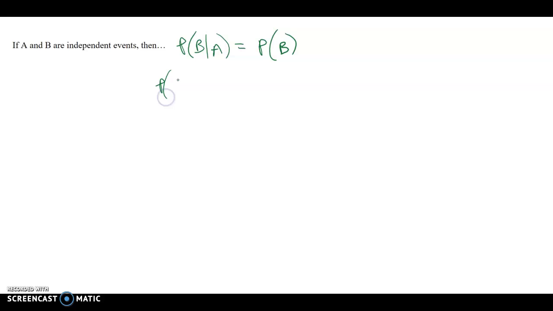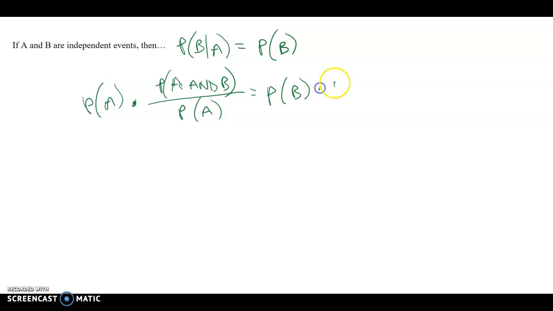It's the probability of A and B divided by the probability of A. So if we substitute that in, and then because this is an equation, I can multiply the probability of A on both sides. I can see that this is another thing that I know has to be true if A and B are independent events.